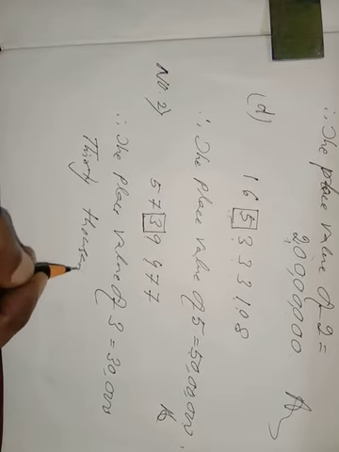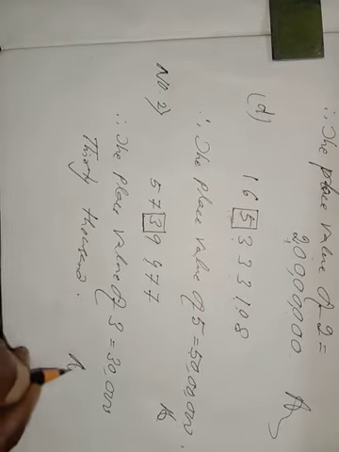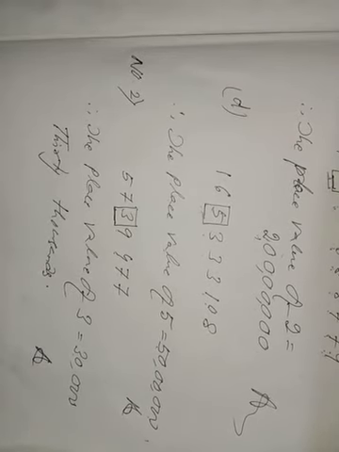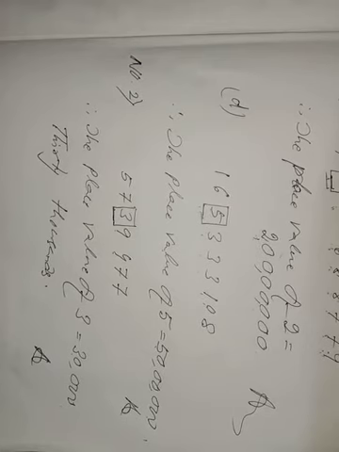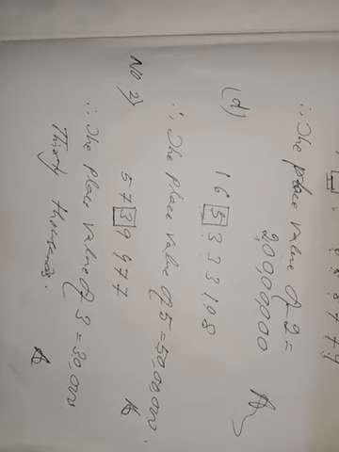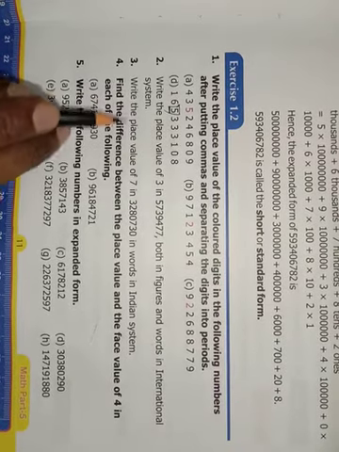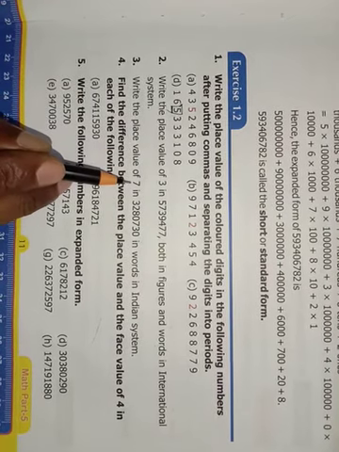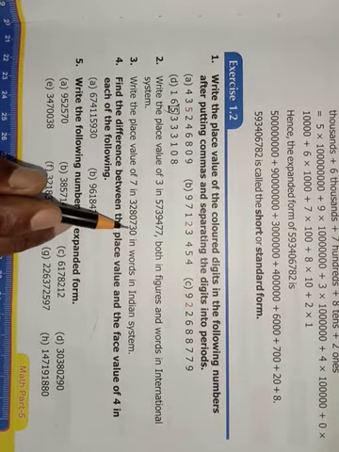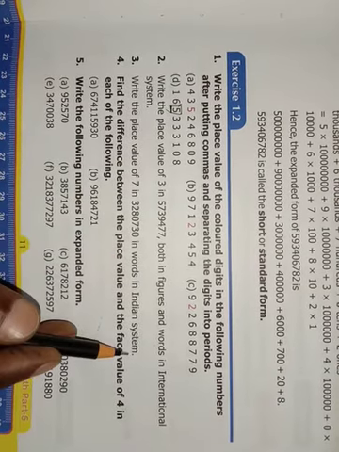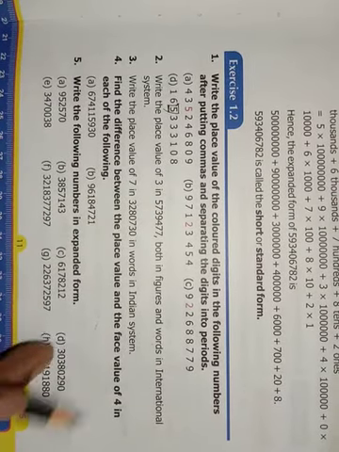30,000. You have to write in both in word also. So students, I think you guys have understood till here. Now we will move to question number 3. Write the place value of 7 in this number, in Indian system. Let us do.